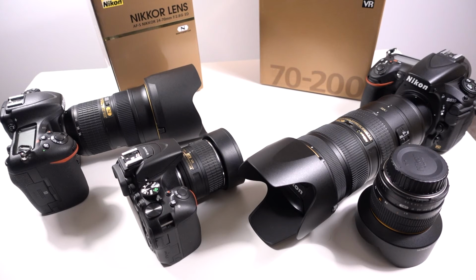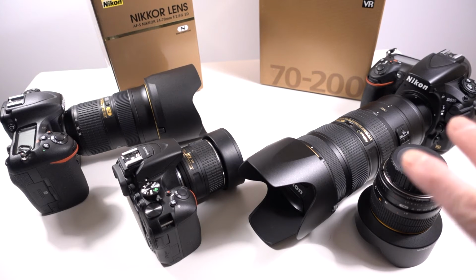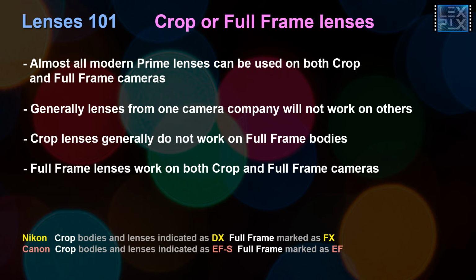So Nikon and Canon. I'm just using Nikon and Canon because I'm familiar with them. Nikon indicates their crop bodies and lenses as DX and full frame is marked as FX. So if you see lenses that say DX or bodies say DX, it's going to be a crop, and if you see FX, it means full frame. In the Canon world, they use EF-S and EF. The EF-S is crop, and full frame is marked as an EF lens. So when you're shopping for lenses for your camera, keep that in mind.